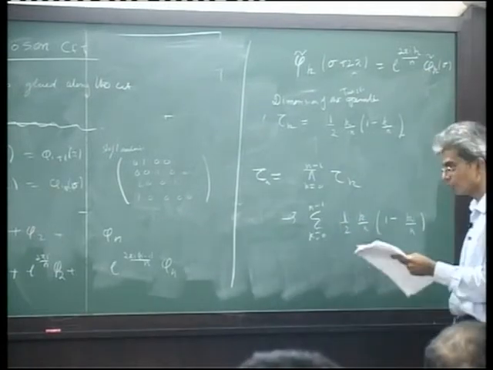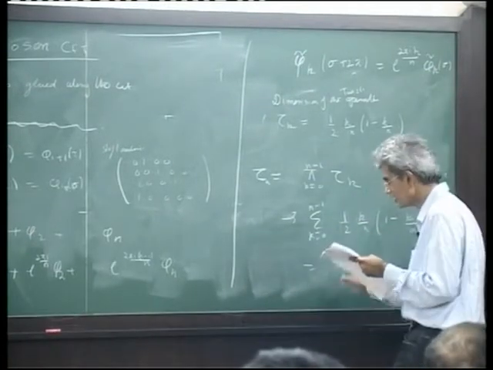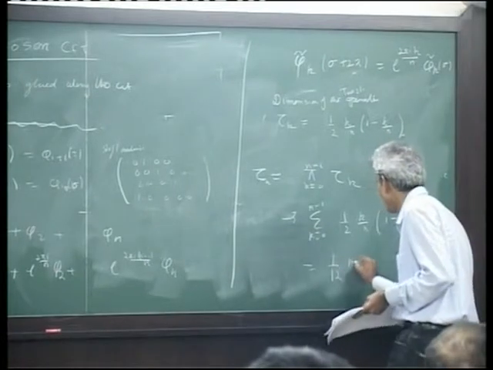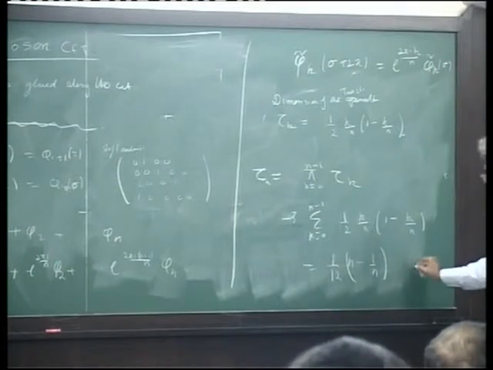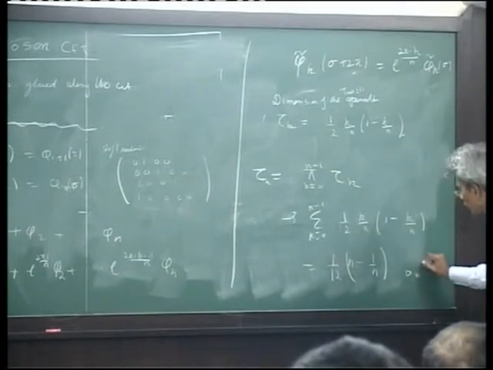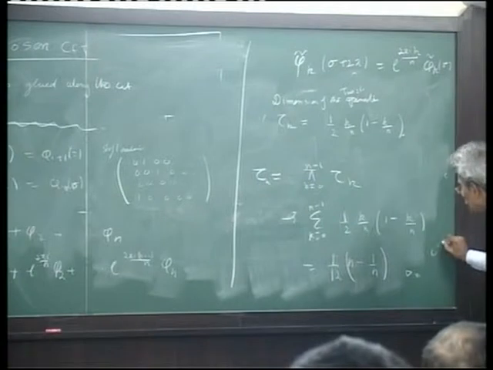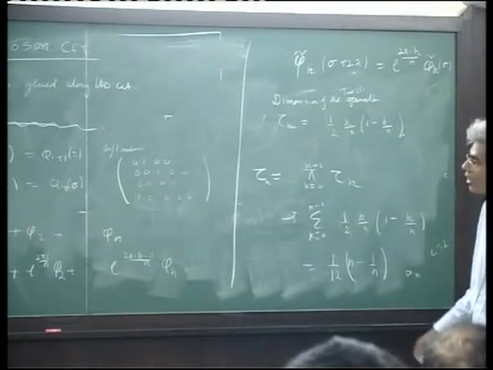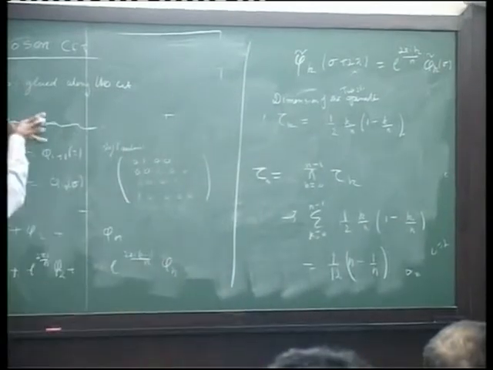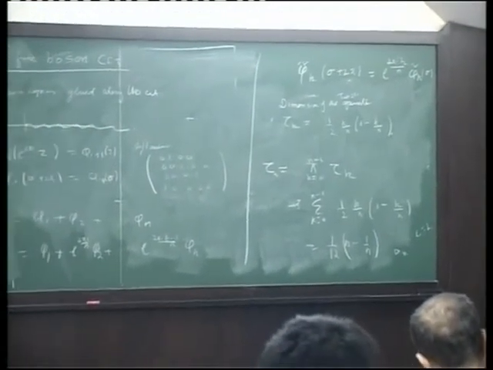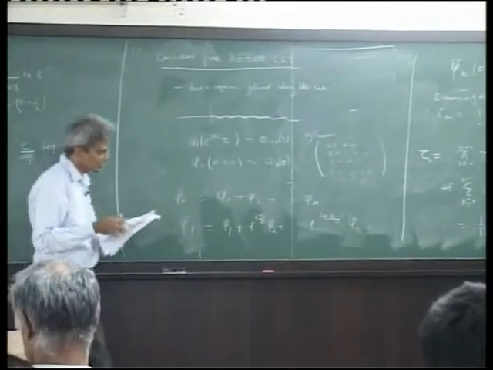If you want, you can do these sums and convince yourself that the answer is 1 by 12 times n minus 1 by n. And this is delta n for c equals 2, which is the expected answer for this. So basically you have to insert these twist and anti-twist operators and compute the 2-point function.